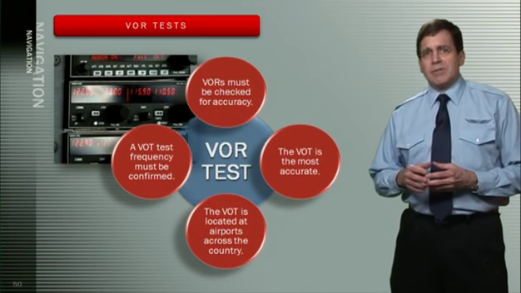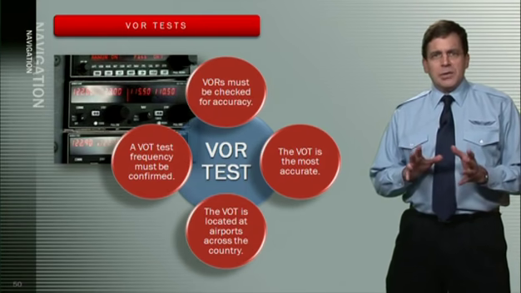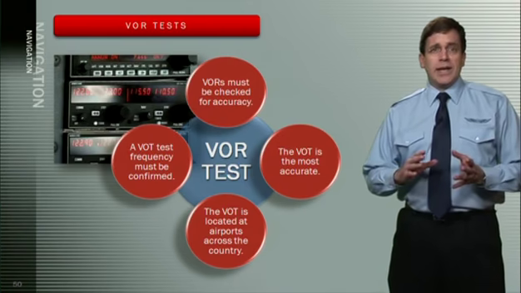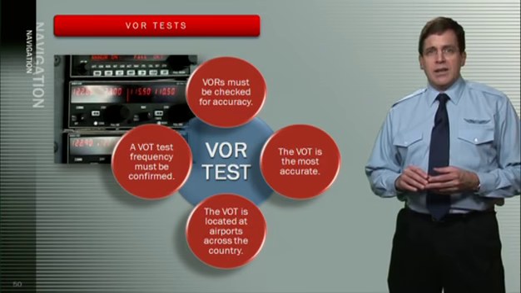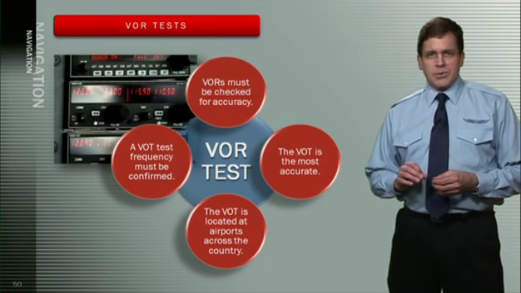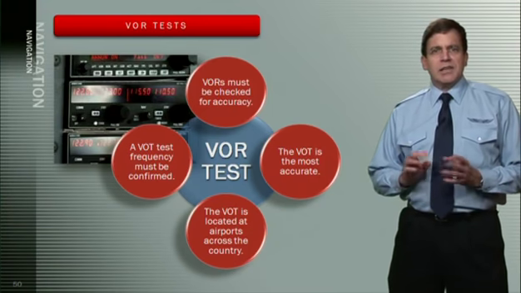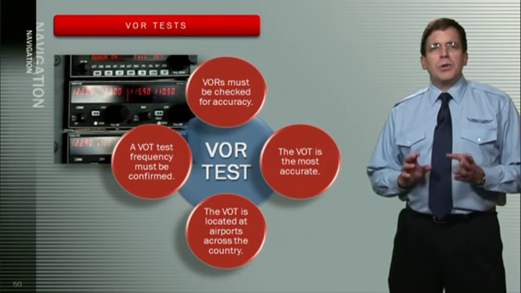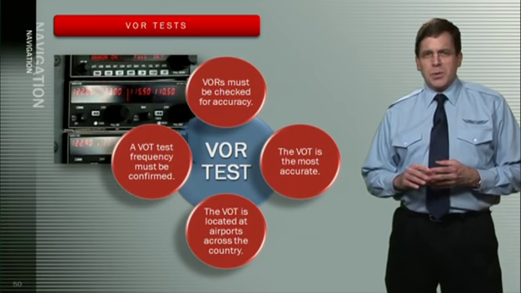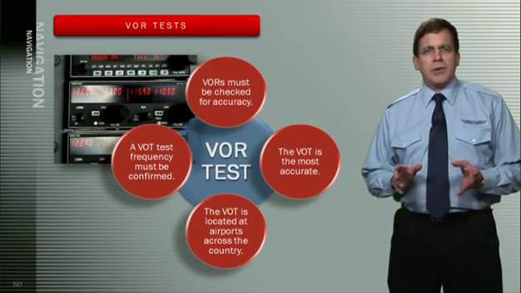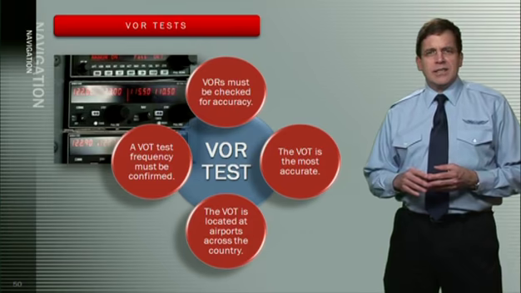The most accurate type of test is called a VOT accuracy check. The VOT is a ground-based signal located at airports across the country. To find the nearest VOT, go to the Airport Facilities Directory. In the back is a table listing VOR and VOT checks, listed by state. When you tune into a VOT test signal, you must confirm the correct frequency from the Airport Facility Directory and then set your OBS to 180 degrees.